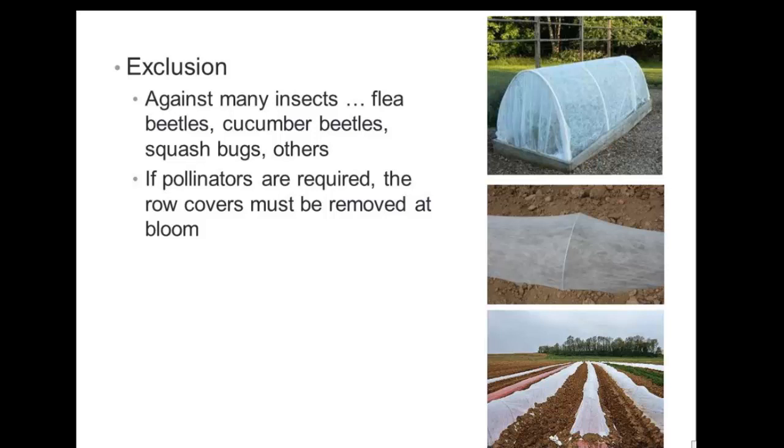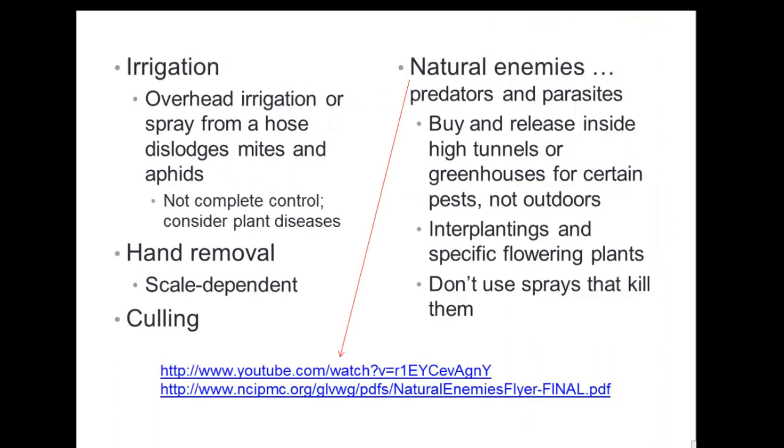Exclusion methods work for a number of insects: flea beetles, cucumber beetles, squash bugs. You've seen, I suspect, many different kinds of row covers. The original ones were Reemay, but there are many different spun-bonded polyester row covers that let air and water move through but do exclude insects. Whenever you grow a crop in there that has to be insect pollinated, however, you've got to get the row cover off as soon as bloom begins.